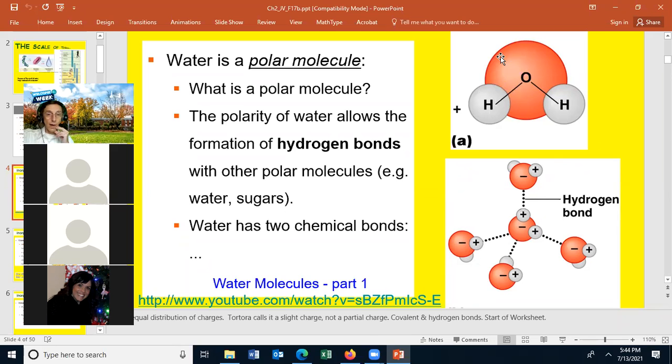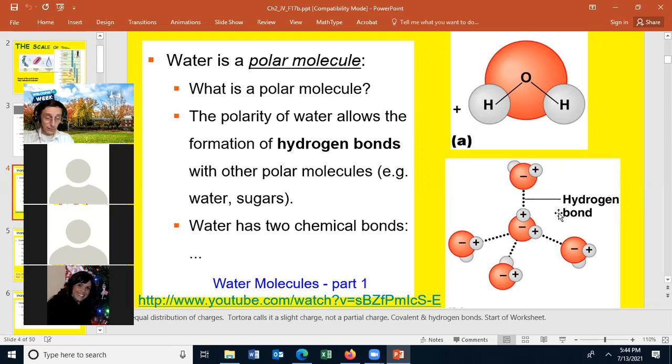The polarity of water allows water to form hydrogen bonds with other polar molecules. And this can be water or sugar. And here I'm showing it here. This is water. And the positive charge of one water molecule can be attracted to the negative or partial negative charge of another water molecule. And that electrostatic attraction between the partial positive charge and the partial negative charge, we call that a hydrogen bond.